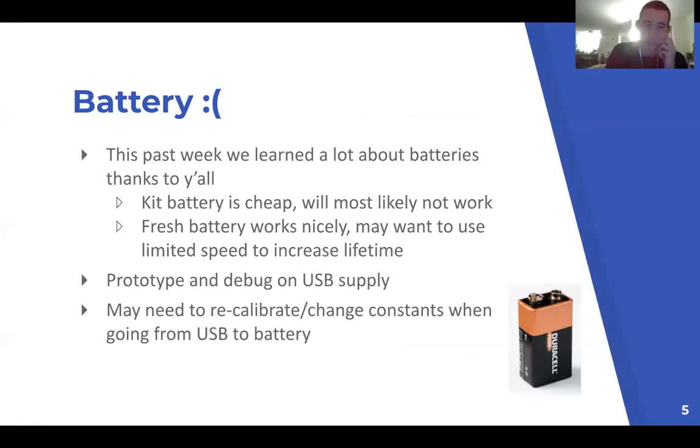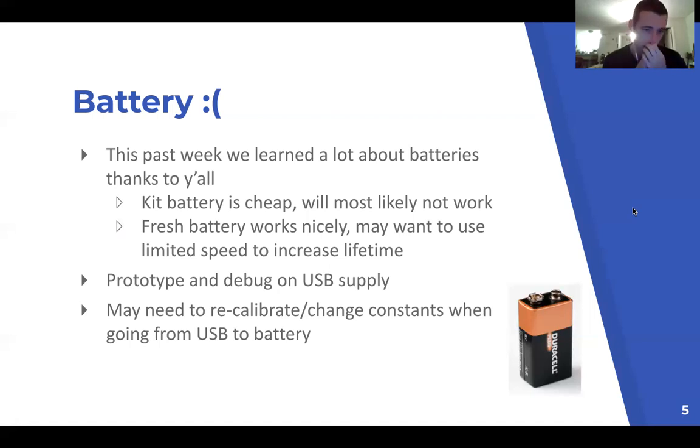All right, so as many of you sadly know, there are a lot of issues with the battery in the kit. I don't think it worked for anyone, so that's pretty sad. So one thing you could do is buy a battery that works well. It doesn't last an extremely long time. So if you do buy a battery, we encourage you to put it on a limited speed. That will just increase its lifetime and allow you to use it longer, so that way you don't have to buy a different battery every day. As we've told you before, you're going to want to prototype and debug while on the USB supply, so that way you are not wasting a bunch of batteries unless you have a lot of batteries on hand to waste.